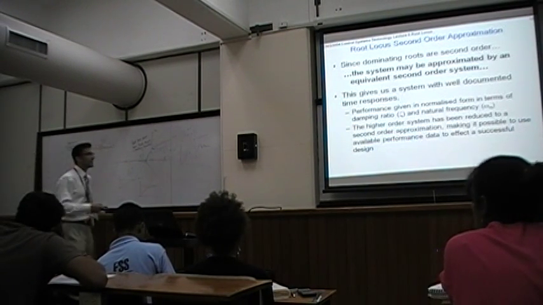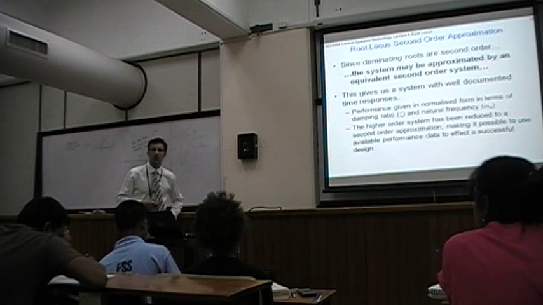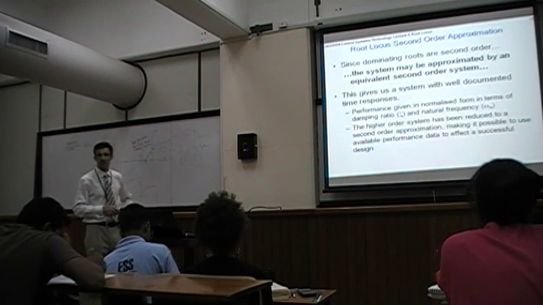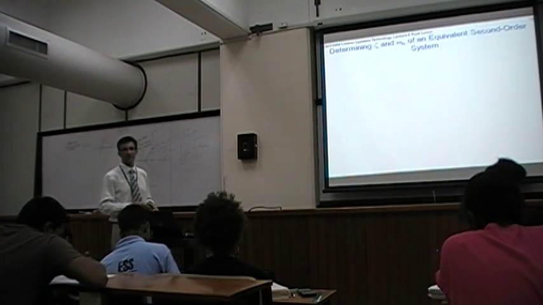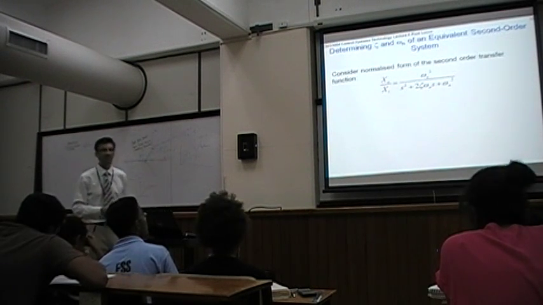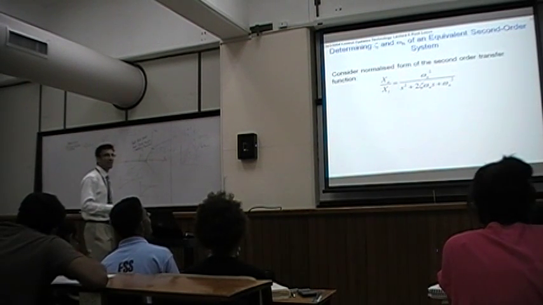So we've got this effect that the higher order system has been reduced to a second order approximation, so we can use that second order system data. Okay, so is that all making sense? Clear as?